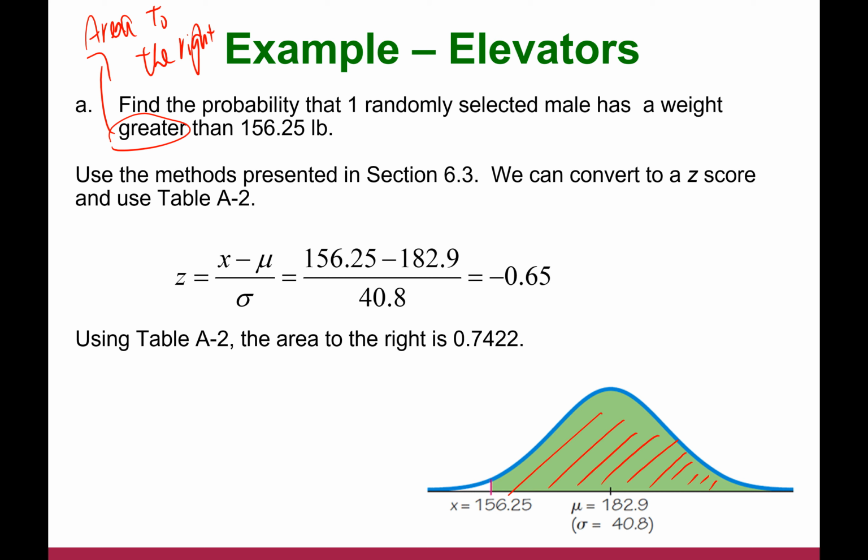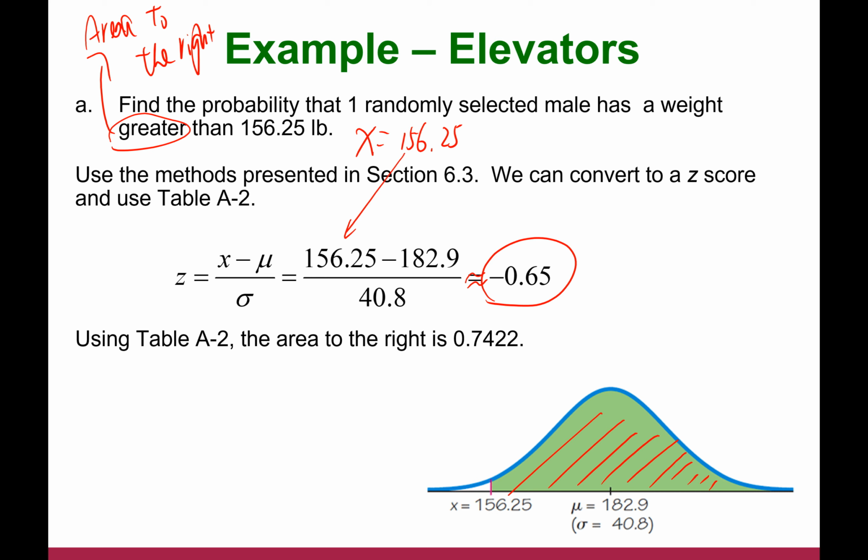Now again, find the z-score first. X equals 156.25, and then mu is 182.9. Find the difference over the population standard deviation, 40.8. You get a z-score which is approximately negative 0.65.